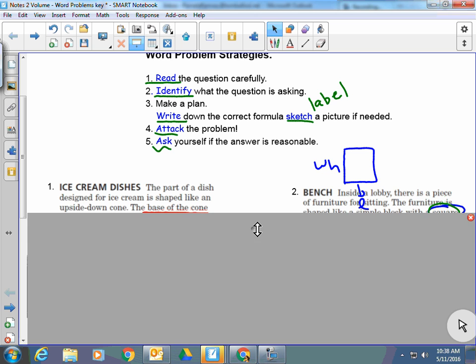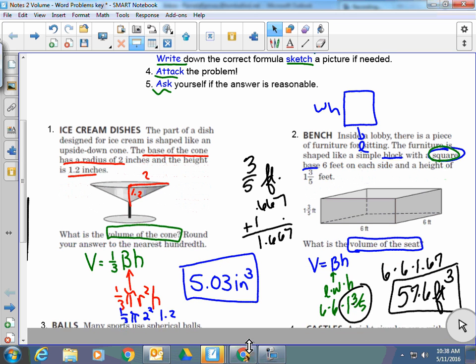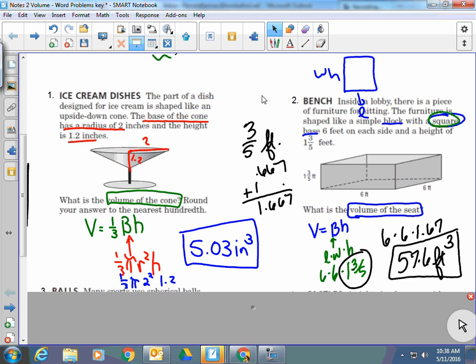So here are the first two. I've given you a couple of minutes to do problem 1 and problem 2, correct? And so here are your answers for those problems. Okay, so this is a cone. It tells you the volume. The formula for volume is 1/3 area of the base times the height. The shape of your base.